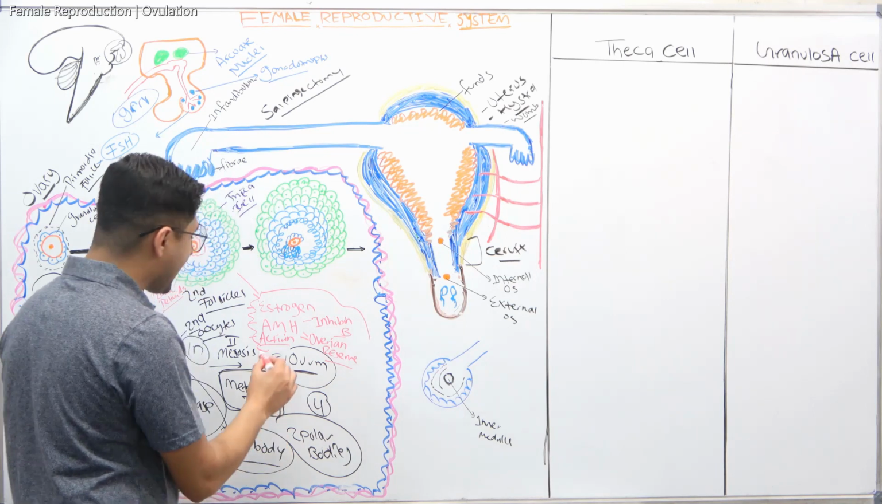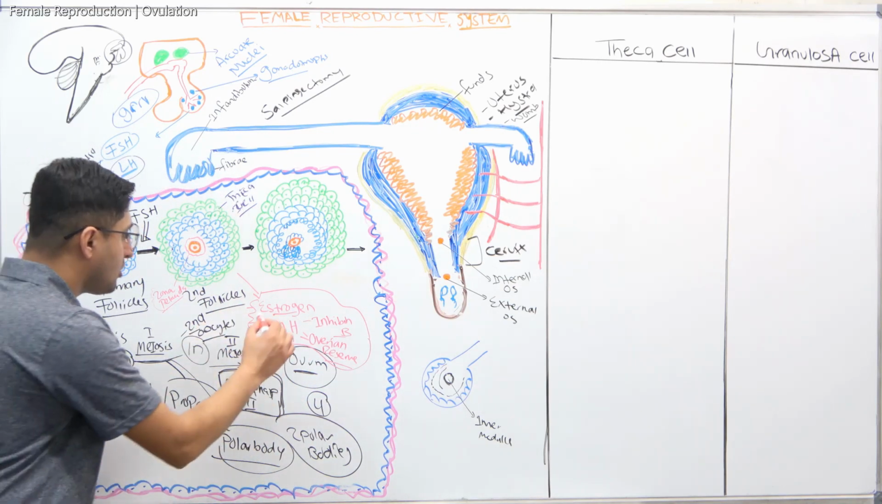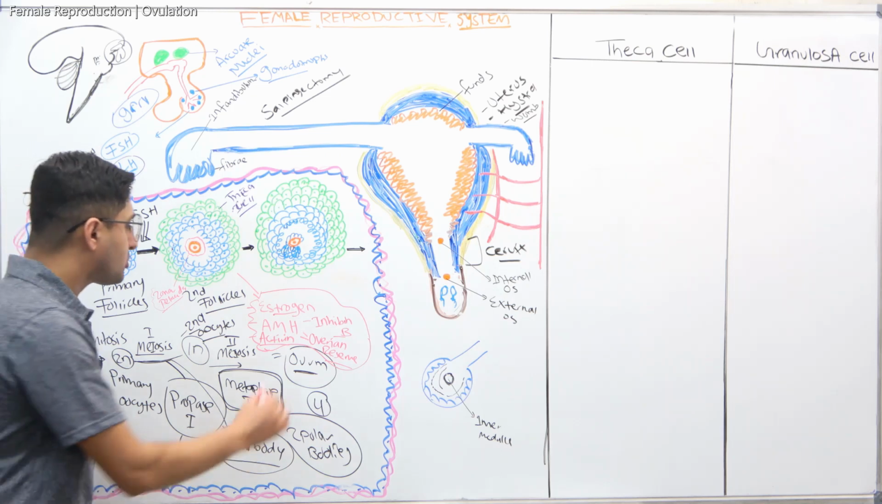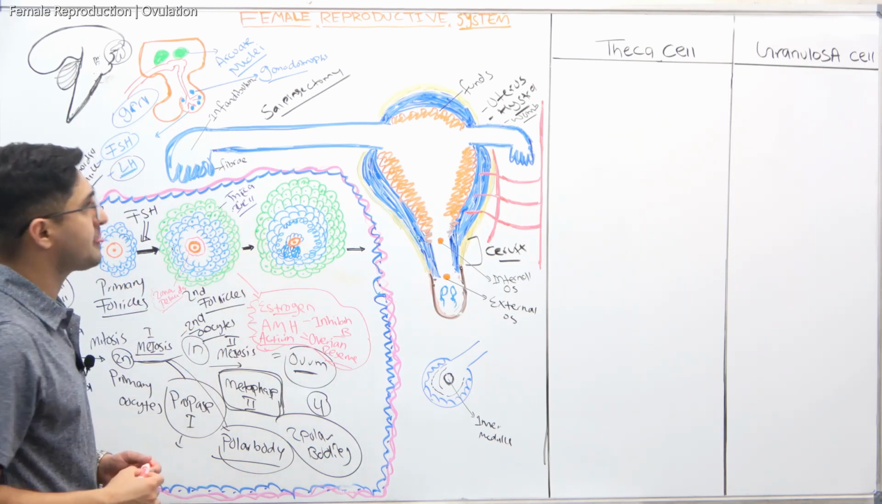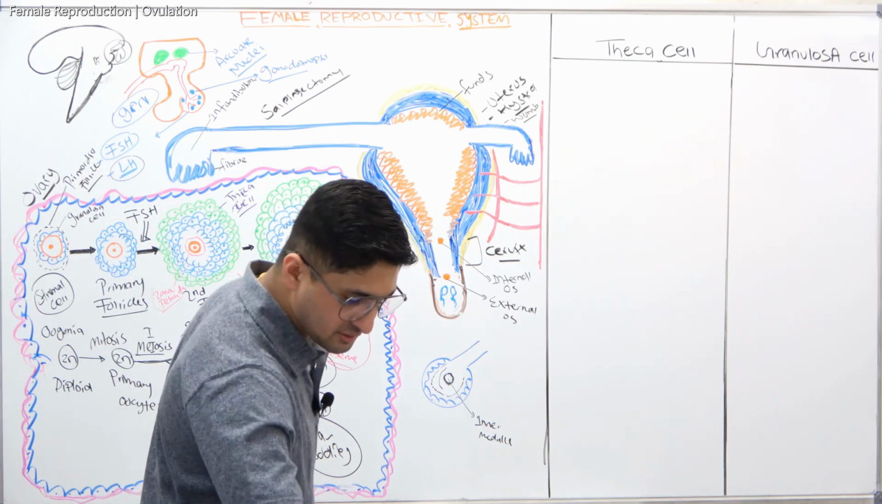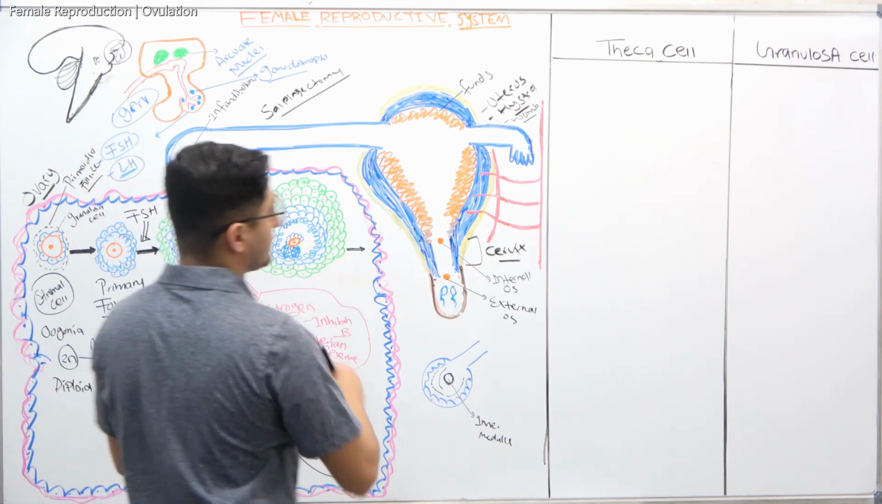But now let's just talk about how these guys are producing estrogen. Remember, the production of estrogen is happening in the granulosa cells. That's what's happening. So let's do this.